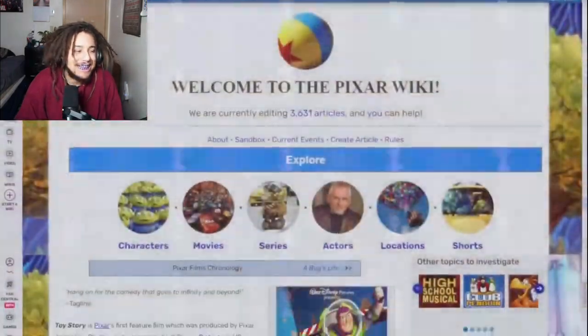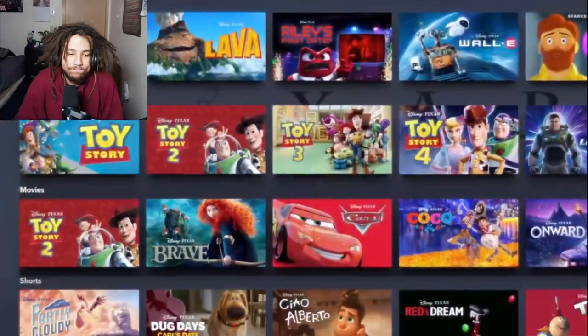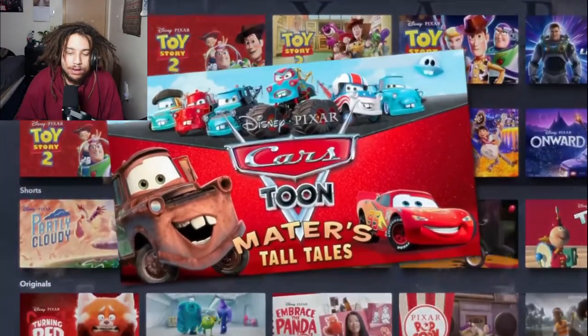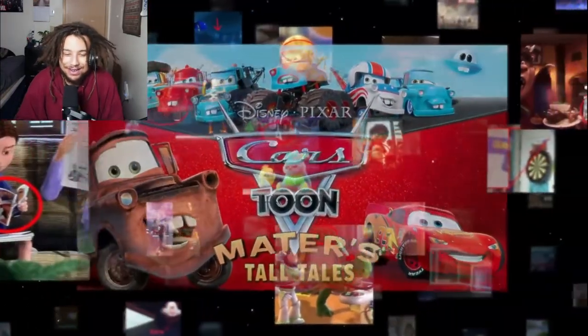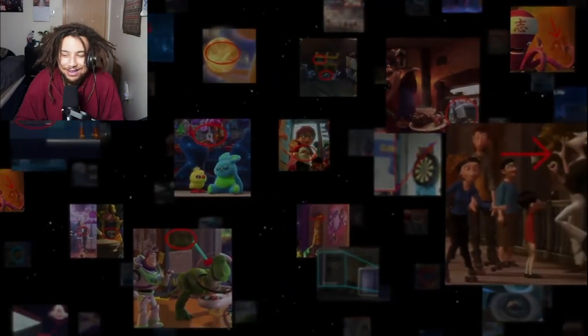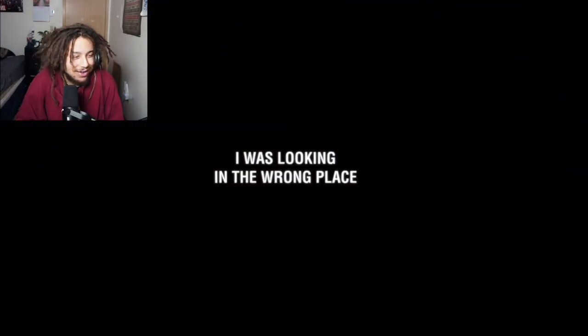The Pixar Wikipedia, the Disney Plus spin-offs and short films. I even watched fucking Mater's Tall Tales, and there was still nothing I could use. But then I realized I was looking in the wrong place.